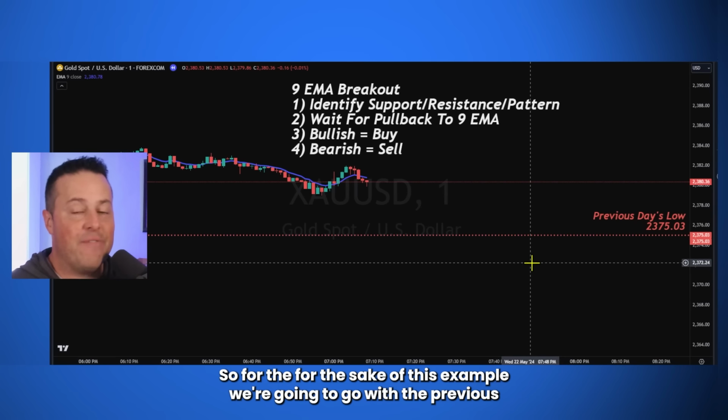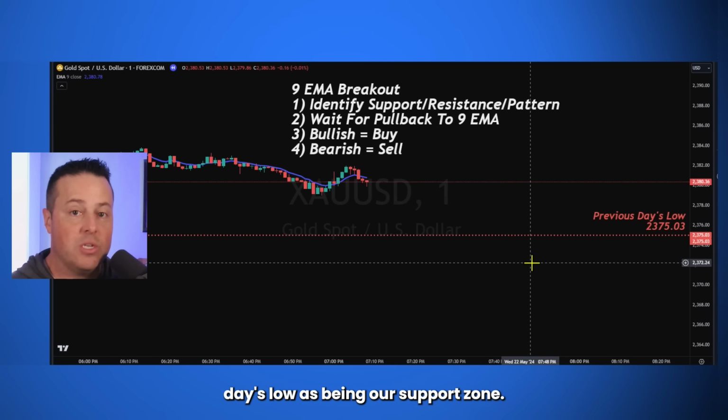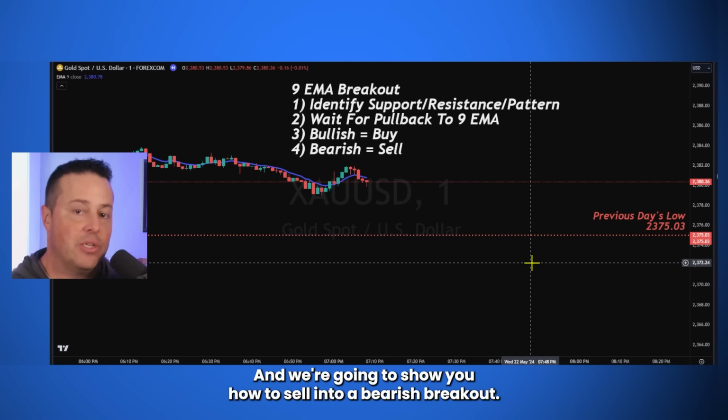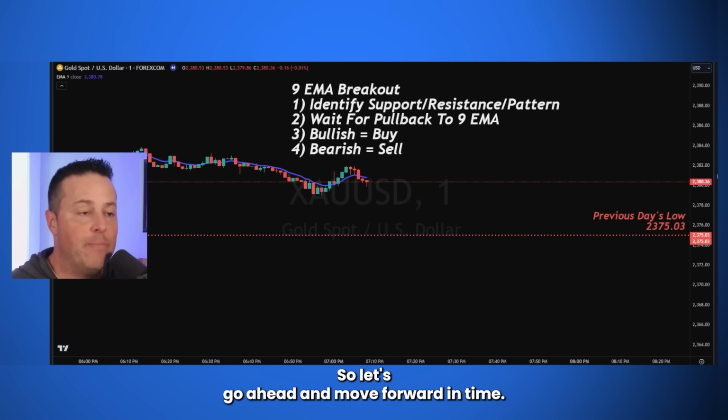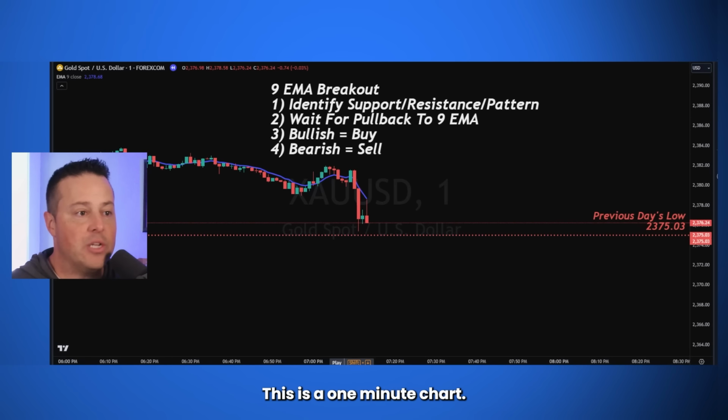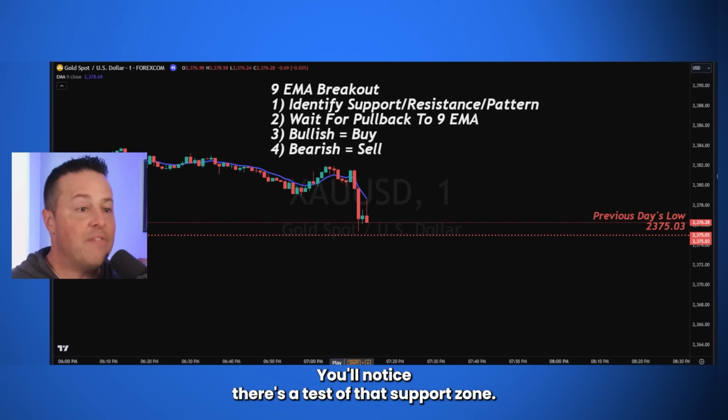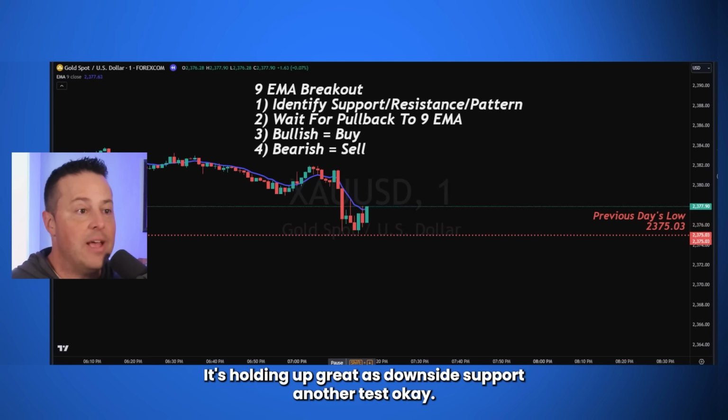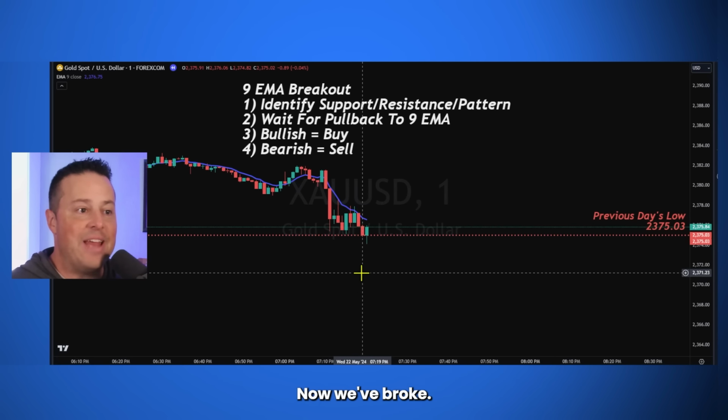So for the sake of this example, we're going to go with the previous day's low as being our support zone, and we're going to show you how to sell into a bearish breakout. So let's go ahead and move forward in time. This is a 1-minute chart. You'll notice there's a test of that support zone. It's holding up great as downside support. Another test. Okay, now we've broken.